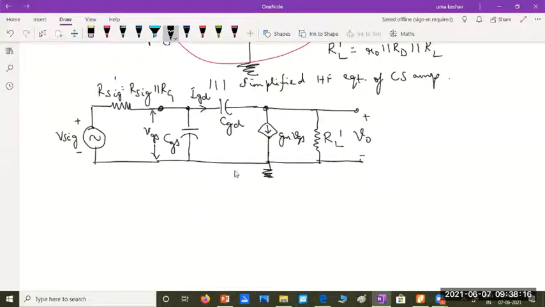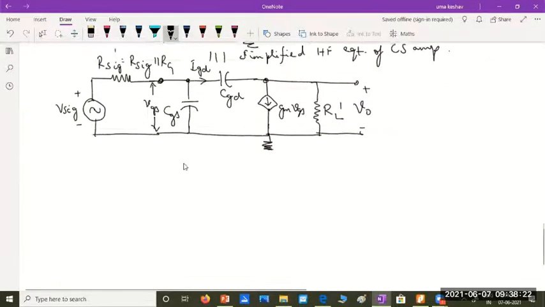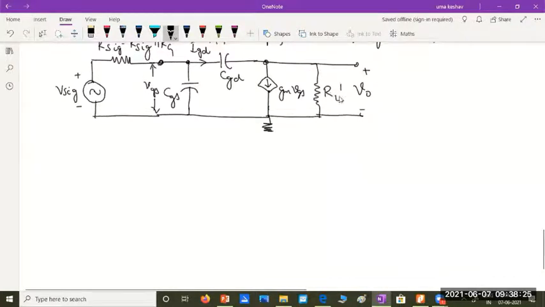Any doubts so far? Once you have this, let's try to analyze this circuit and find the voltage gain of this circuit. During high frequency operation, the MOSFET equivalent circuit will be something different. Any doubts? During the high frequency operation, the MOSFET equivalent circuit will not be the same as what it was during low frequency operation. So we have replaced it with a different model, and let's try to find the voltage gain of this circuit.